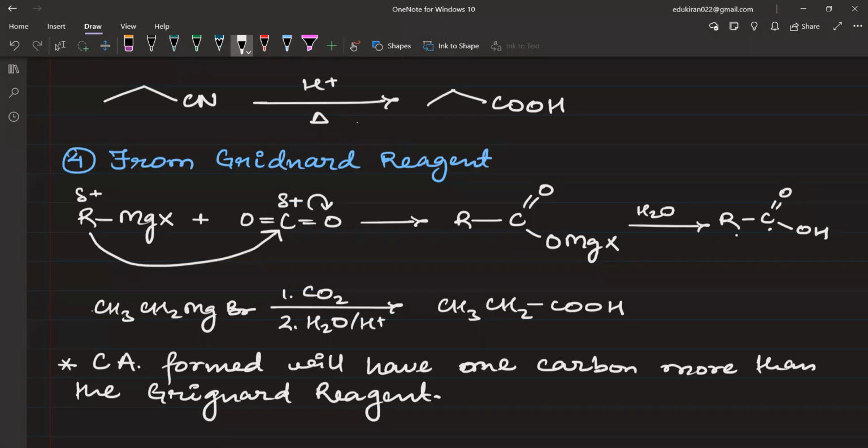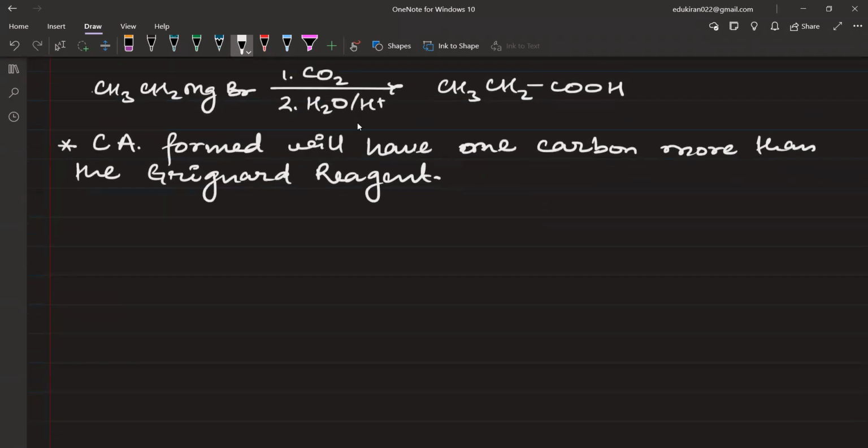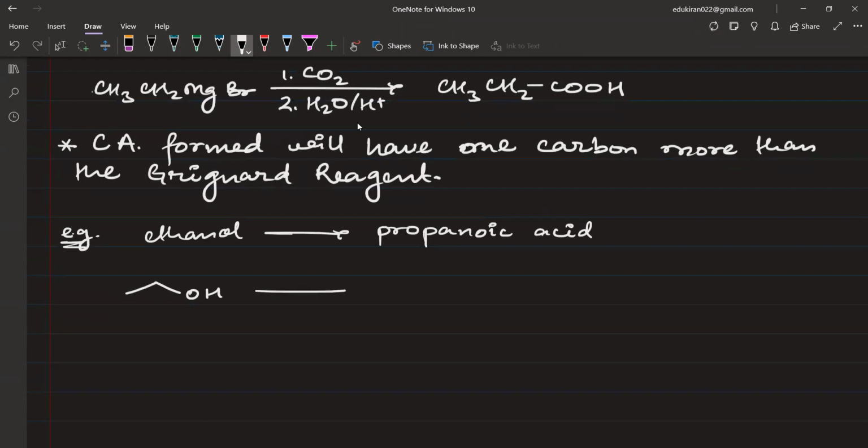See where this type of reaction can be used. For example, you have to convert ethanol to propanoic acid. Now, ethanol has 2 carbon atoms and OH. Propanoic acid will have 3 carbon atoms and C double bond O, OH. Now, we cannot just go with a strong oxidizing agent. Why? Because if you use a strong oxidizing agent, then ethanol will give you ethanoic acid, not propanoic acid.